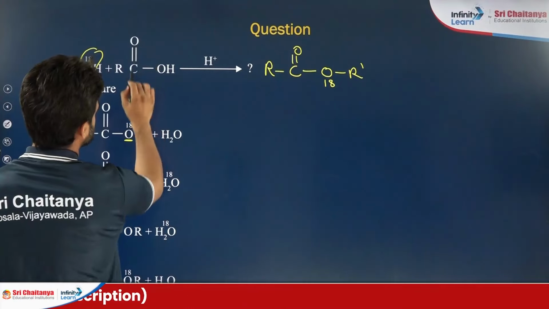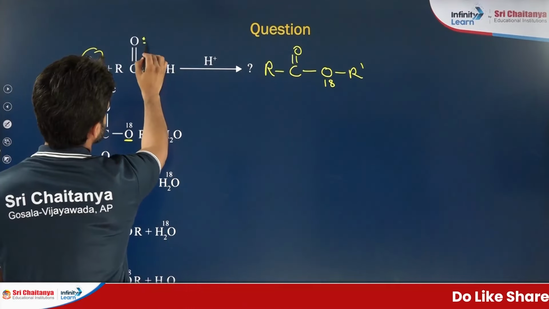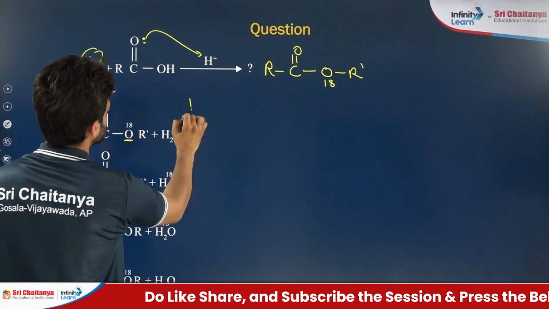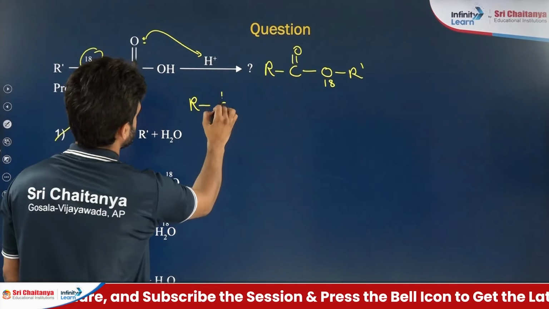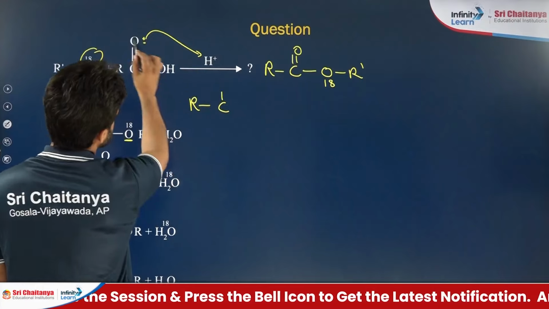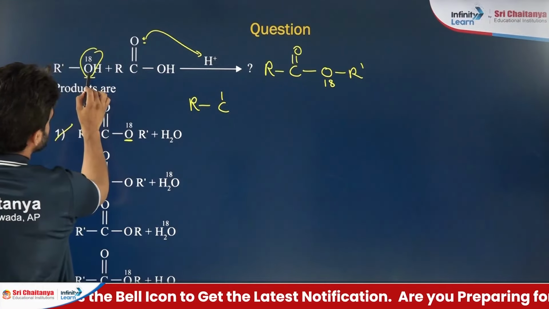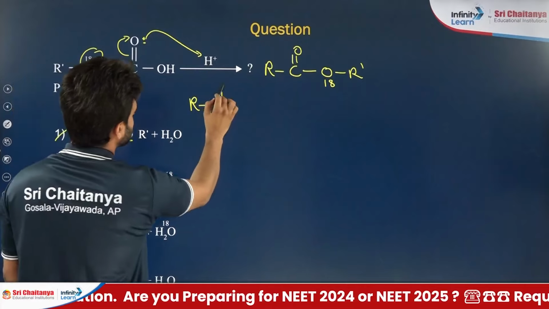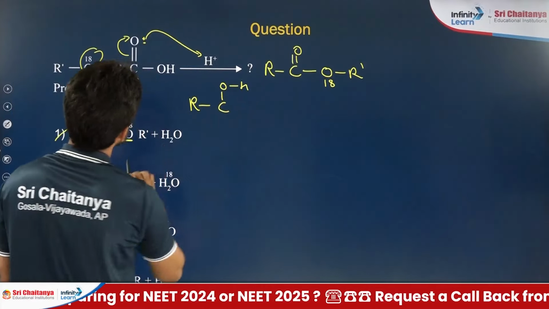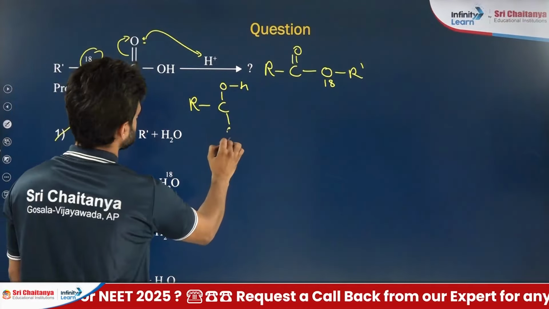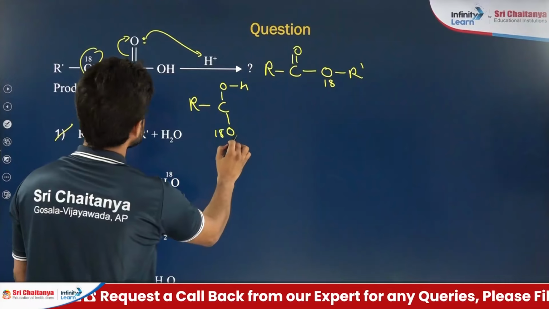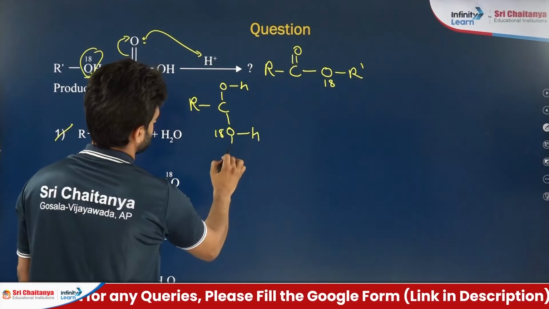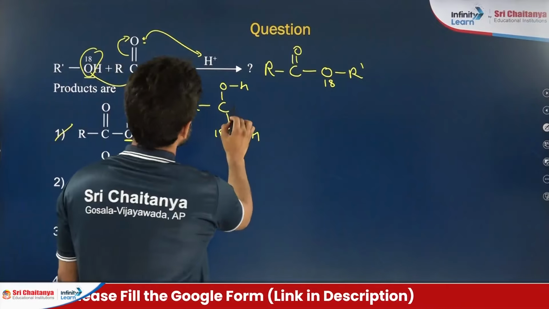You will see, first of all, on this carboxylic acid, H positive is there. This H positive will attach on this, right? So I will show it a little bit. It is RC double bond O with H. So this will attack as a nucleophile here, right? So finally we'll get here OH, and here we get O18, I am saying, H here, and this is R, right?